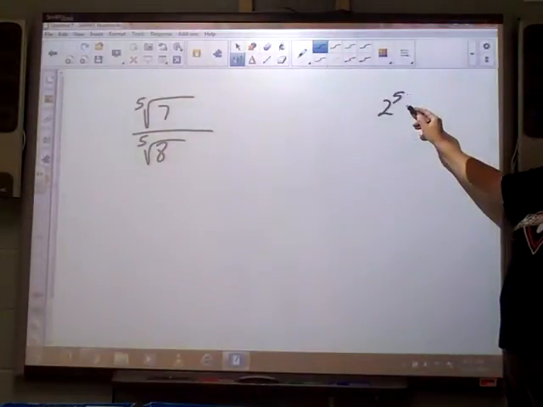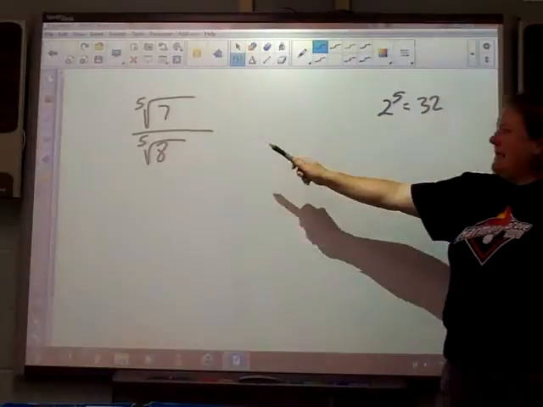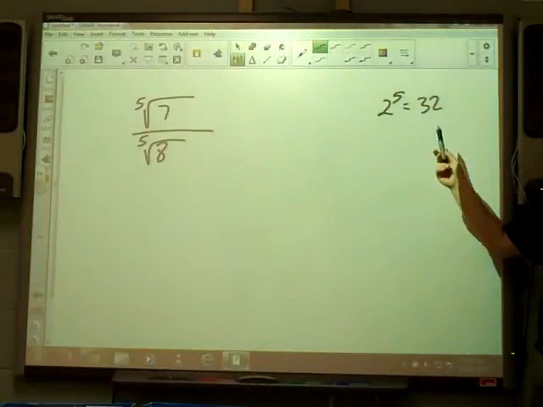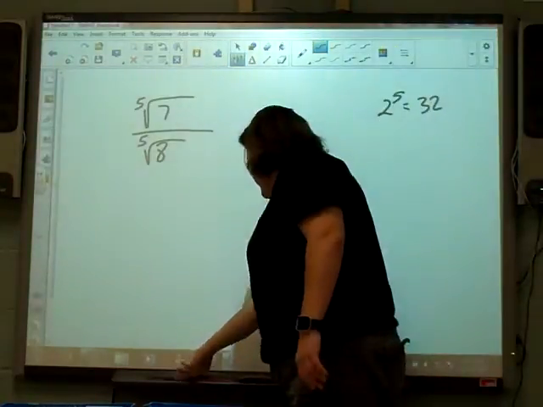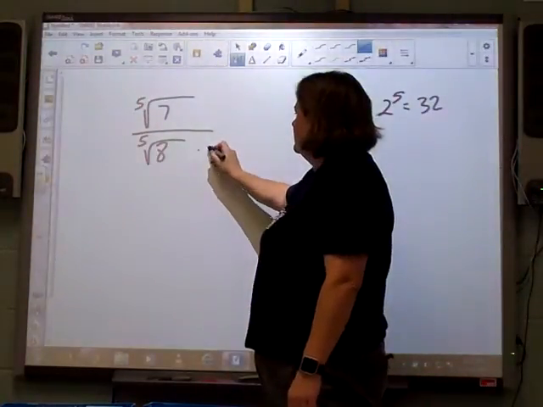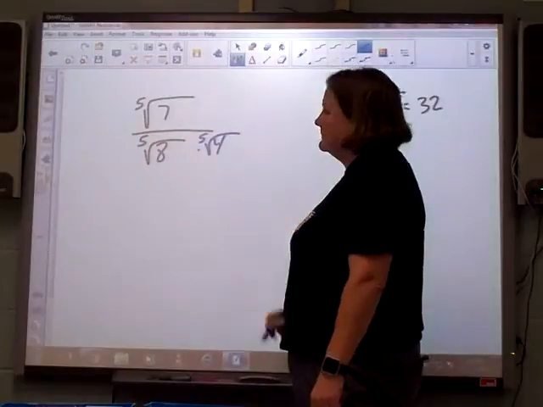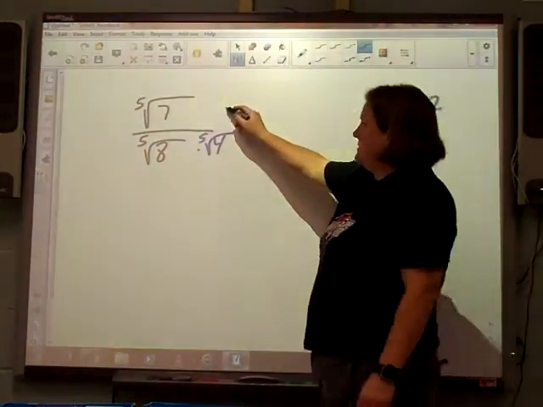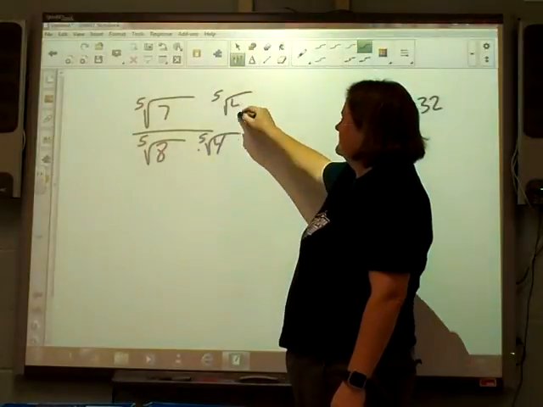2 to the 5th is 32. 8 times what is 32? 4. So I can multiply by the 5th root of 4. Whatever I do on bottom, I have to do on top.